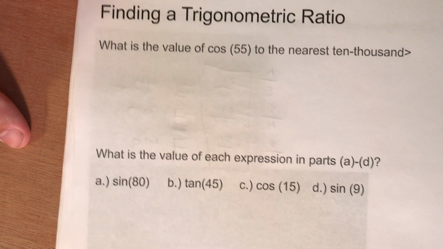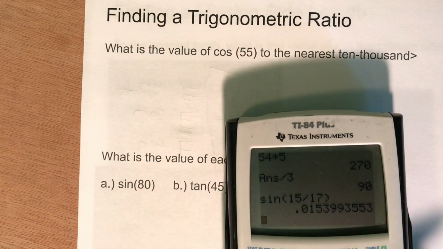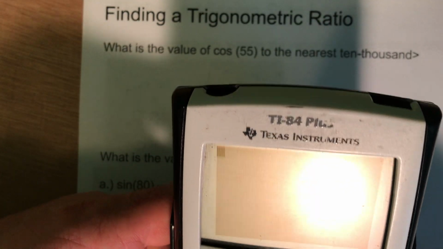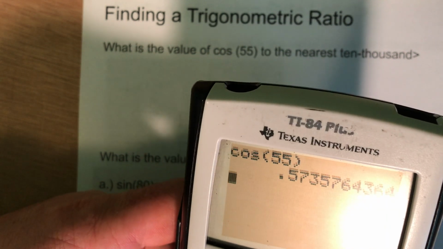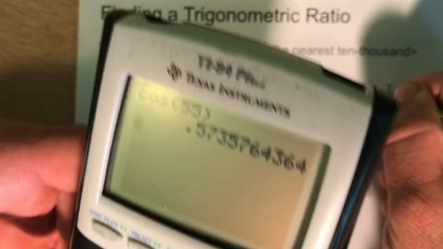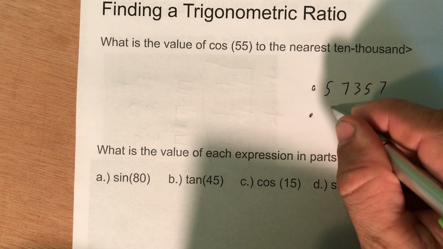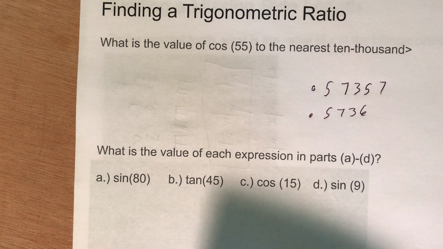What is the value of cosine 55 to the nearest 10,000th? Okay. So, what I'm going to do here, and you're going to need your calculator for this, is cosine 55, and you get 0.57357. It says round to the nearest 10,000th, so 0.5736. Okay, that would be your answer for that one.